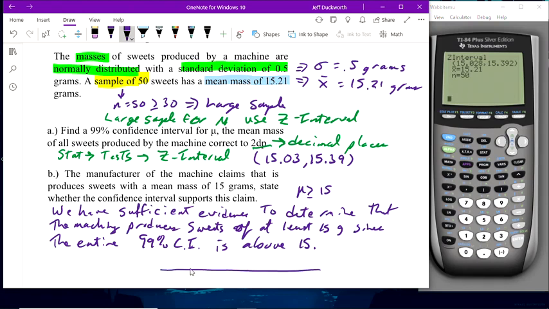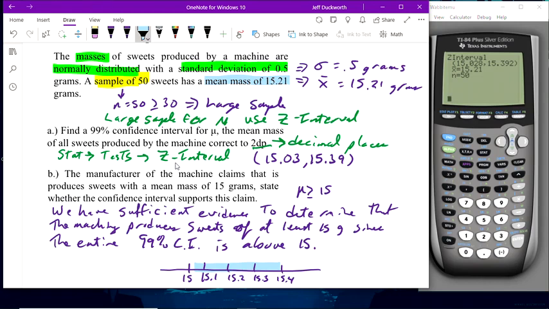If we drew that on, here's 15, 15.1, 15.2, 15.3, 15.4, and so forth, we could highlight the confidence interval going from about there. That'll be our confidence interval. That entire confidence interval is above the number of 15, so you're going to get a mean mass of at least 15. And again, they're looking at the mean, not every individual one.